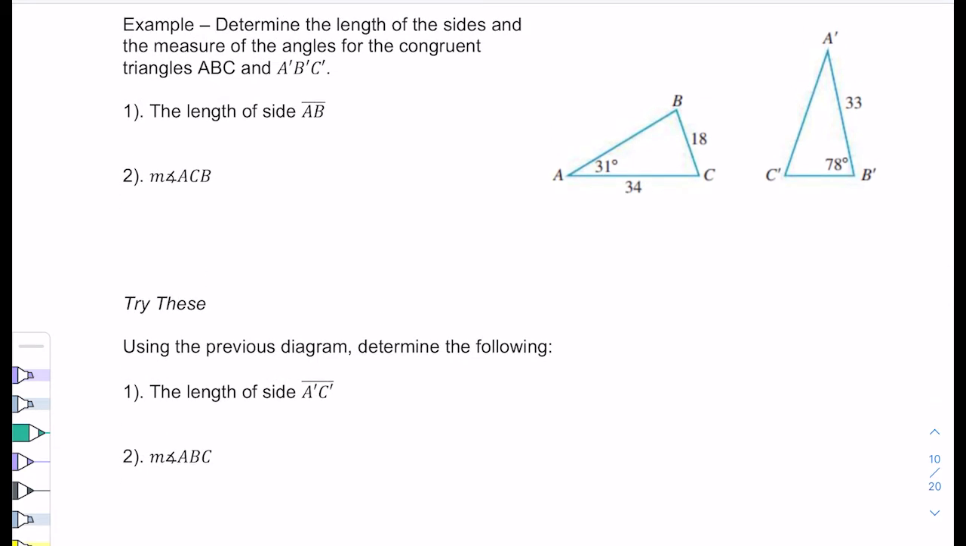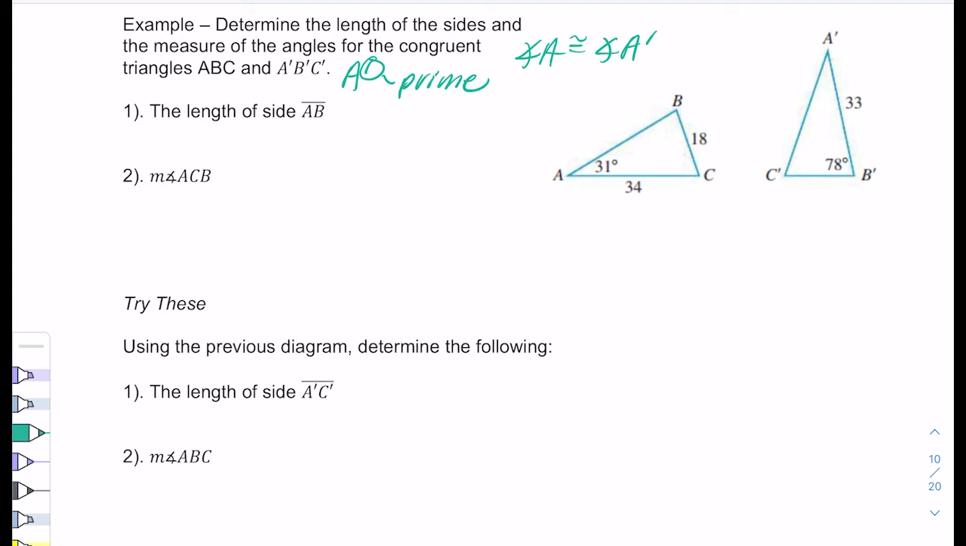So here we have two triangles, and it says determine the lengths of the sides and the measure of the angles for the congruent triangles ABC. And then when they put those apostrophes there, they're just telling you it's a different triangle, but it's congruent, it's equal. We actually read those as primes. So you would read that as A prime, B prime, C prime. So those are called prime symbols. They look like apostrophes. All it's saying is angle A is congruent to angle A prime, and angle B will equal B prime, and angle C equals C prime.